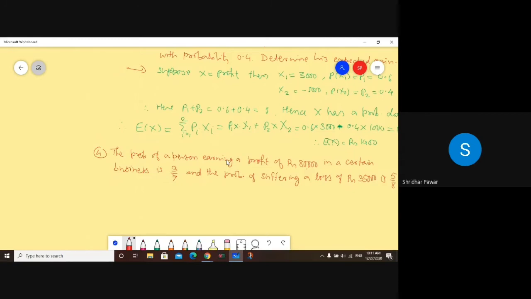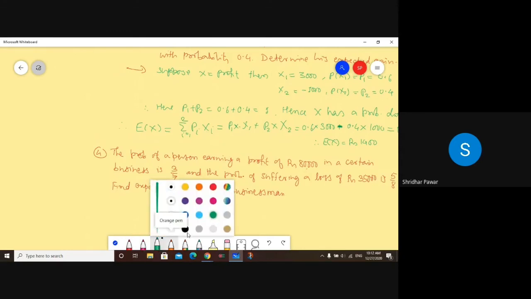3/7. आणि लॉस कितीचा? 35,000 चा लॉस होण्याचा प्रोबॅबिलिटी किती आहे? 5/8. Find the expected gain of the businessman. तर त्याला फायदा किती होईल किंवा तोटा किती होईल ते फाइंड आउट करा.